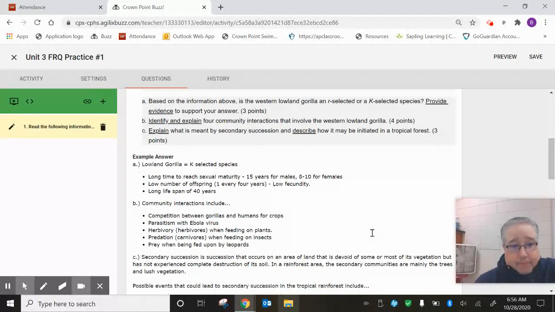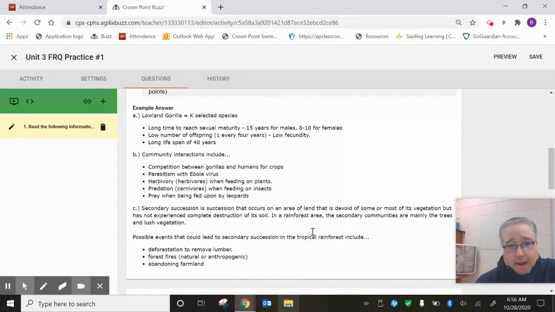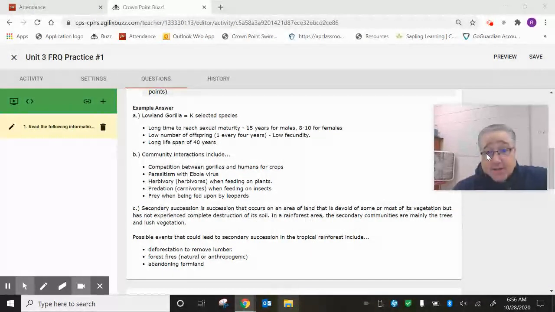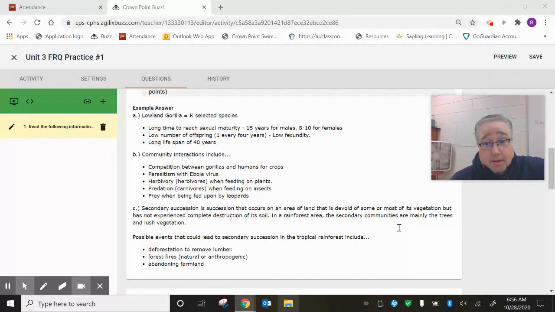All right, so this goes back to our last unit. Secondary succession is succession that occurs on an area of land that is devoid of some or most of its vegetation. That means some of its vegetation's been removed for whatever reasons, but has not experienced complete destruction of its soil.